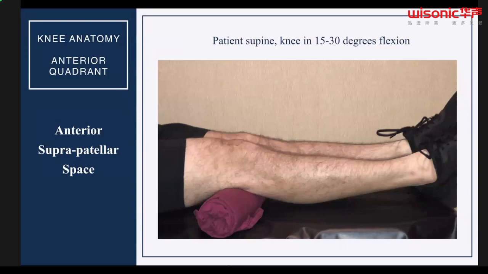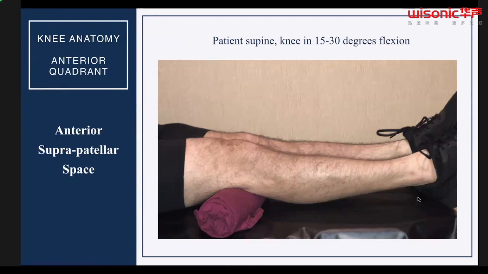So when you're doing the evaluation for the anterior knee, you're going to have the patient supine to start, so lying on their back, and the knee is going to be in slight flexion, anywhere from like 15 to 30 degrees or 20 to 30 degrees in flexion.